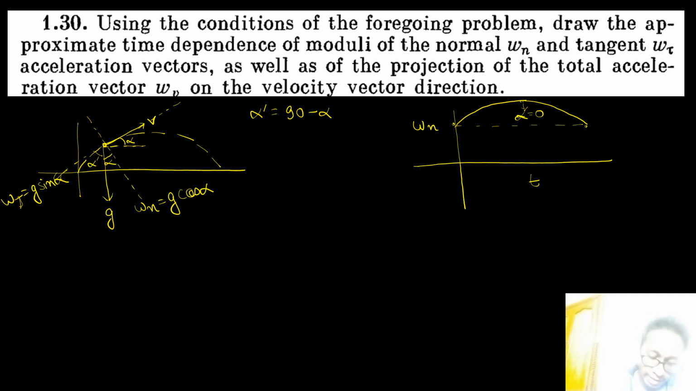Now what is the value of g sin alpha? At initial, the value of alpha would be something, so g sin alpha would be something. At the midpoint, what will happen? The value of alpha is equal to 0 out here, so the tangential component of acceleration would be 0. So the graph would look somewhat like this, and again the tangential component would increase like this. So this is the tangential component of acceleration.